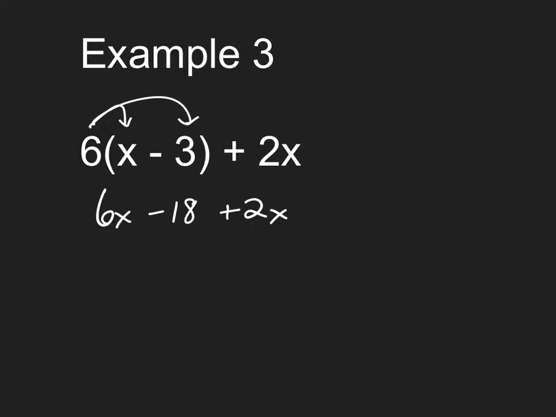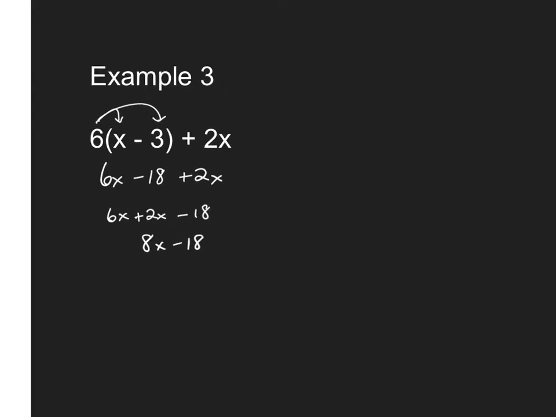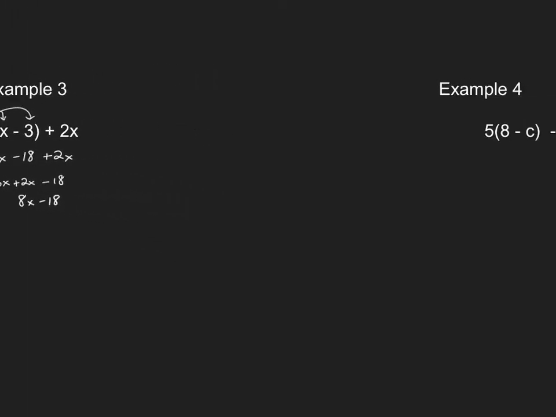I have a 6x, and I have a 2x. So let's combine those two. 6x and 2x, you can even rewrite it if you want, 8x minus 18. There's nothing to combine with the negative 18 here. There's no other integer, there's no other number by itself.